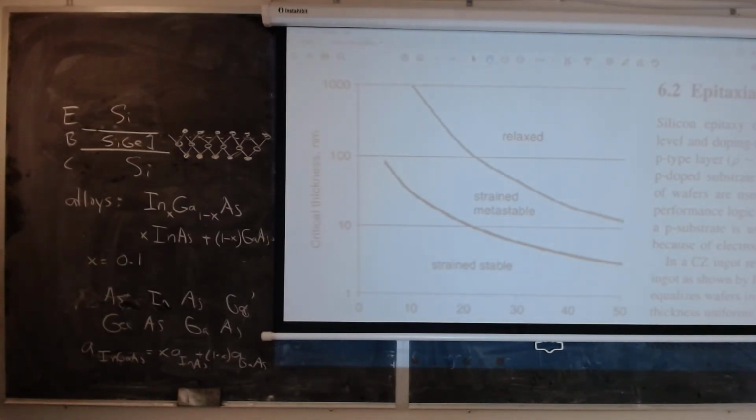So the lessons here are that when you do epitaxy, the lattice constant has to be the same. But if you grow a thin enough layer below that relaxation limit, which is determined by how big that lattice constant mismatch is, it will stay together as a single crystal. And this layer in here will be strained, but it'll hold together. All right, and that's the basis for BiCMOS.